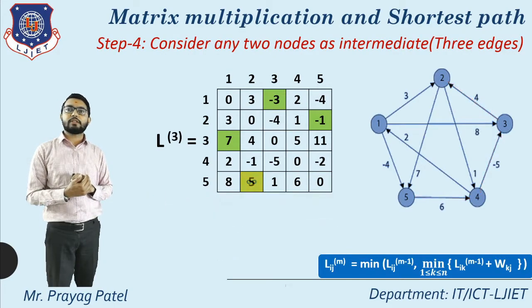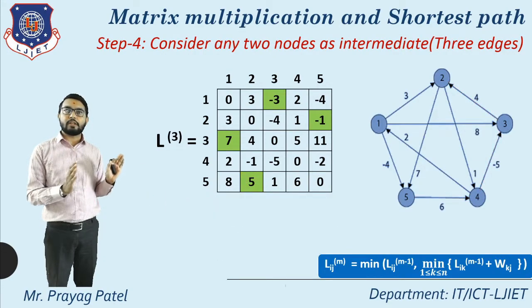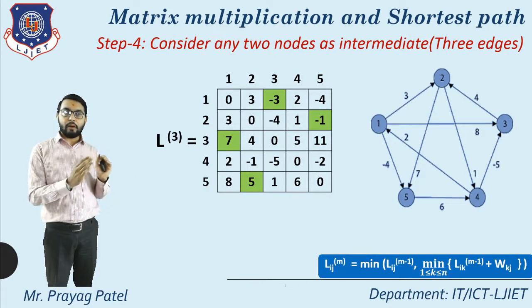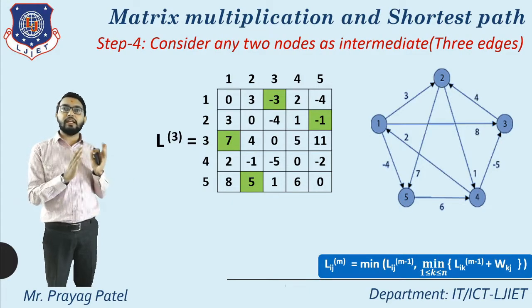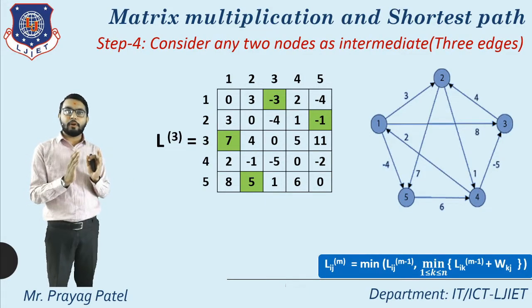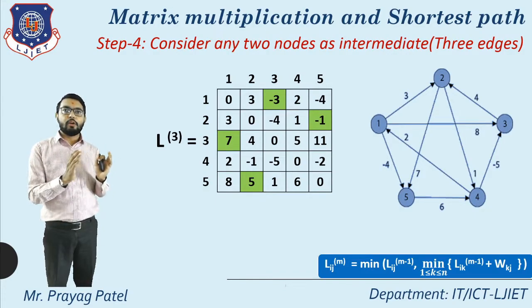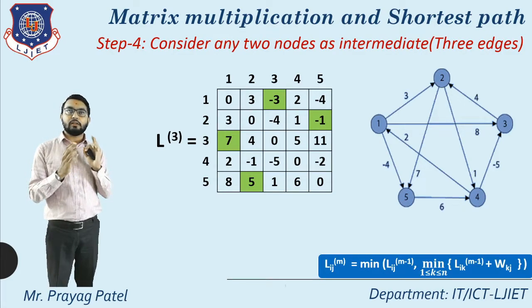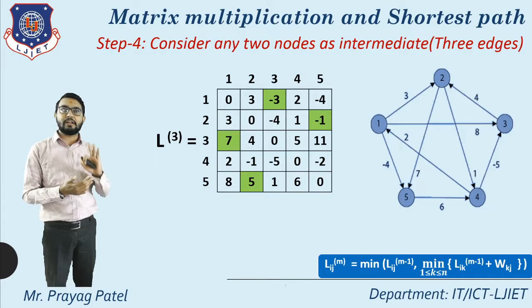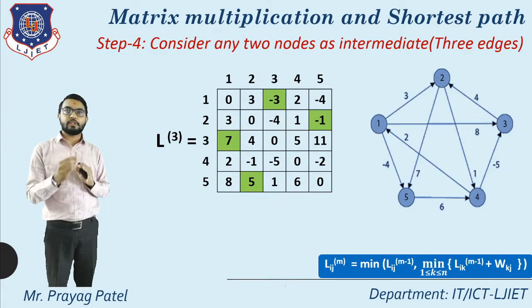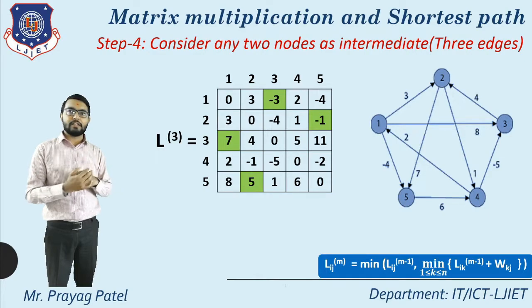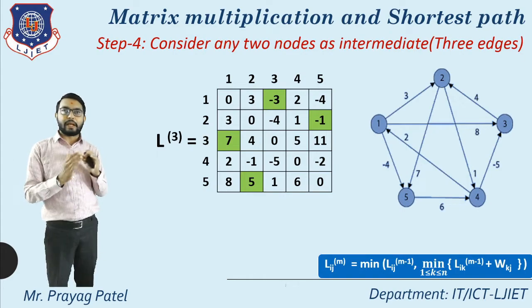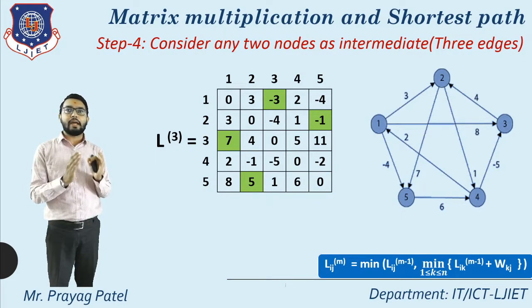Now consider the next location. Here each and every location is compared using two nodes as intermediate nodes. This process continues up to the maximum number of intermediate nodes. The given graph has a total of 5 nodes, so we consider 3 nodes as intermediate at most, because the first node is the source node and the last node is the destination node. So the remaining 3 nodes may be intermediate nodes, and the maximum possibility is 3 intermediate nodes.